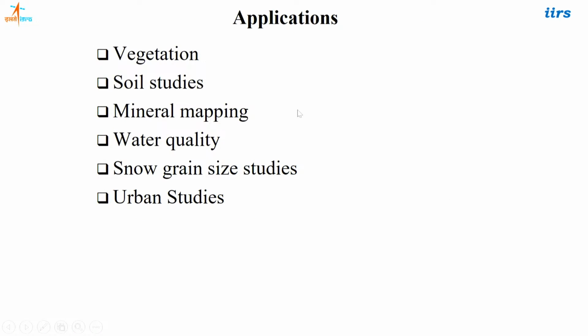Now coming to the applications of hyperspectral data, we can use it for various applications like vegetation, soil studies, mineral mapping, water quality, snow grain size, and urban studies.